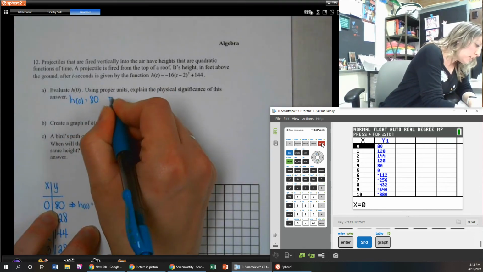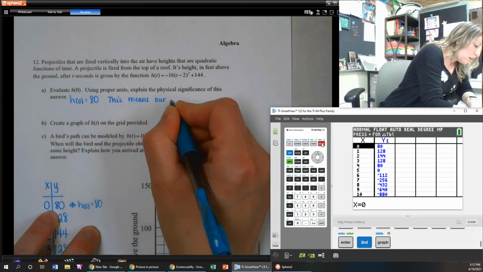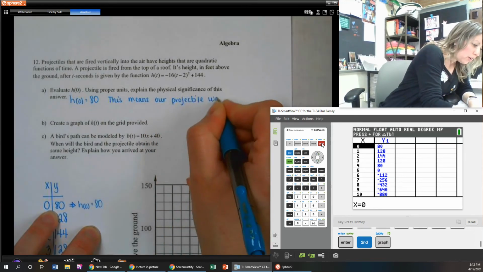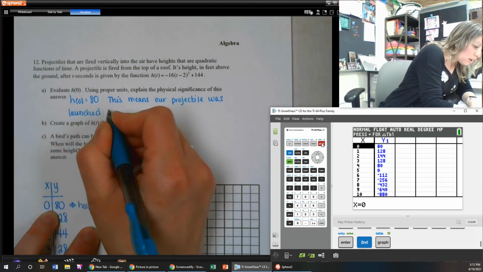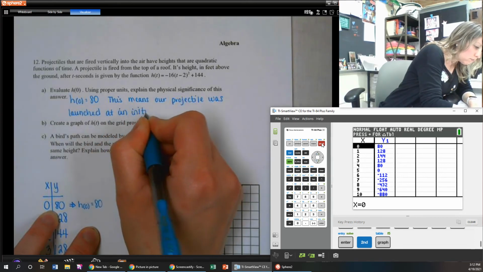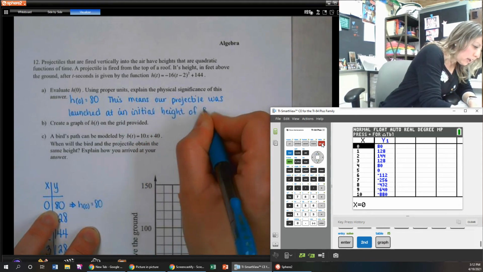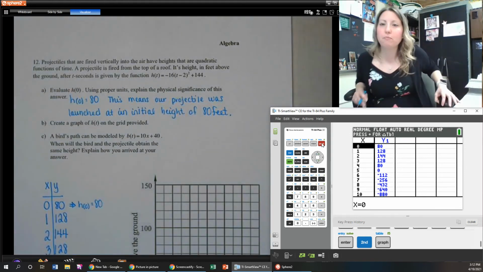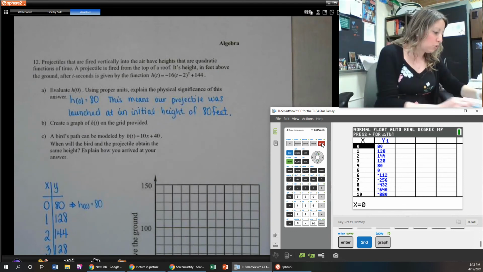This means our projectile was launched at an initial height of 80 feet. Okay, that's what that means. That y-intercept value is the initial height when the projectile was launched. So now let's graph it.